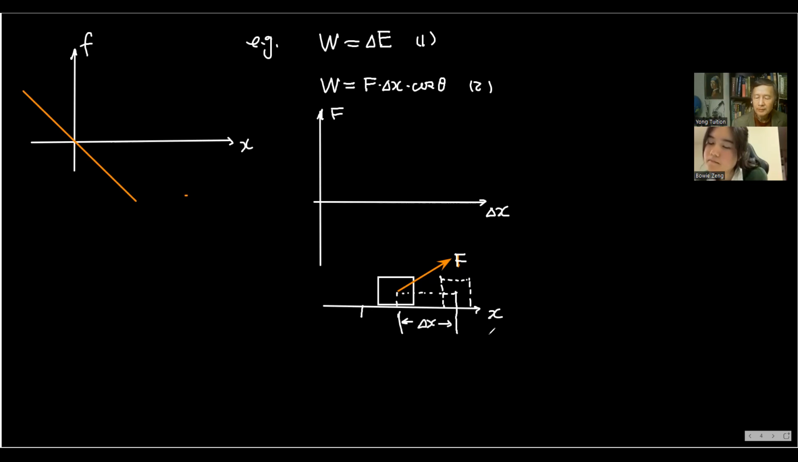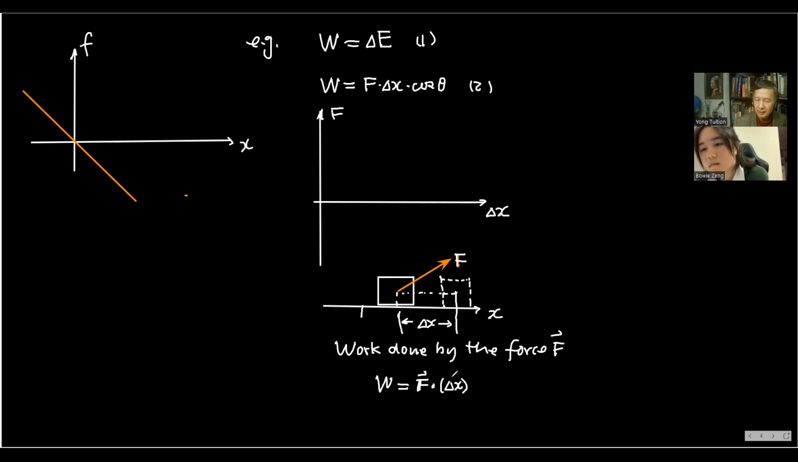The work done. So how can we work out the work done by the force F? By definition, work is equal to the dot product of the force and the displacement, delta x. Do you remember the dot product?